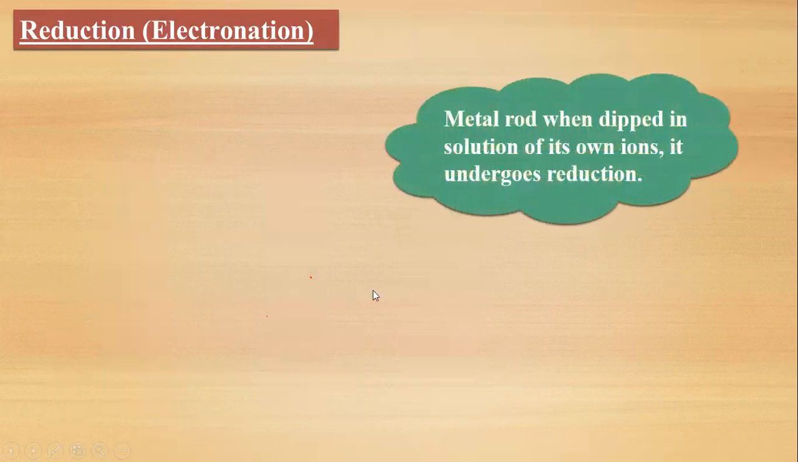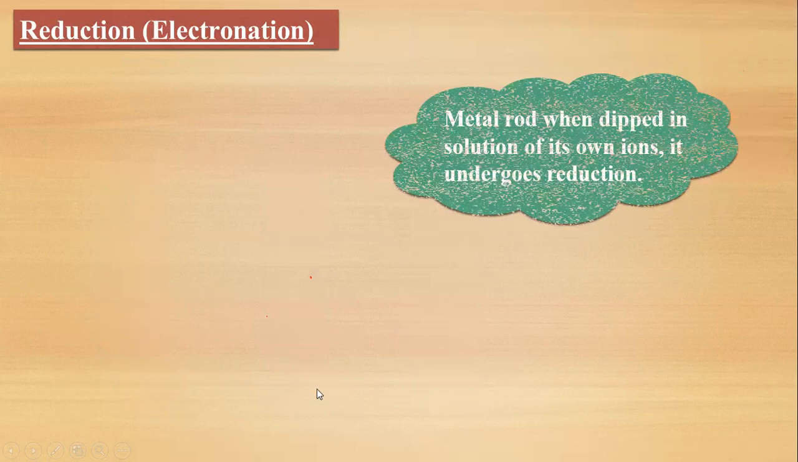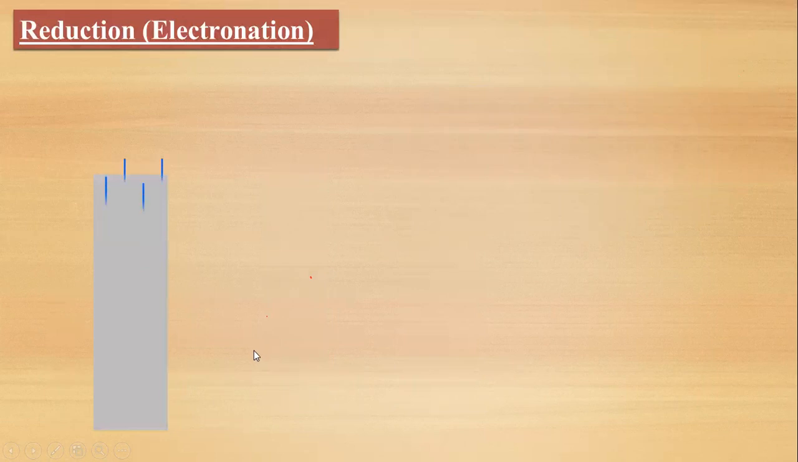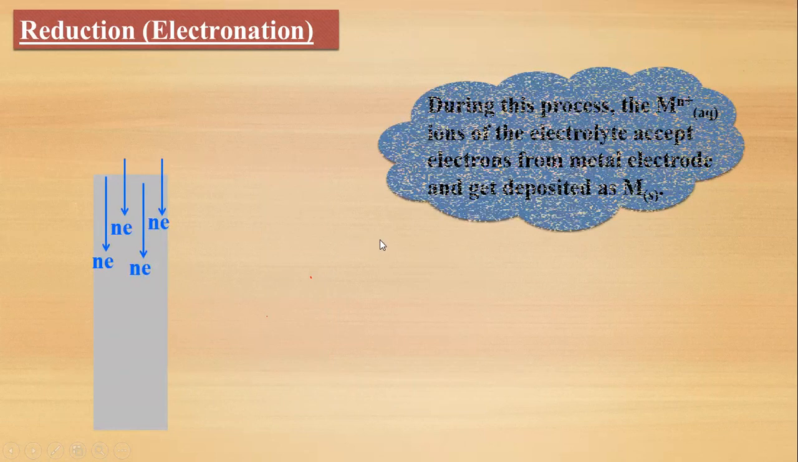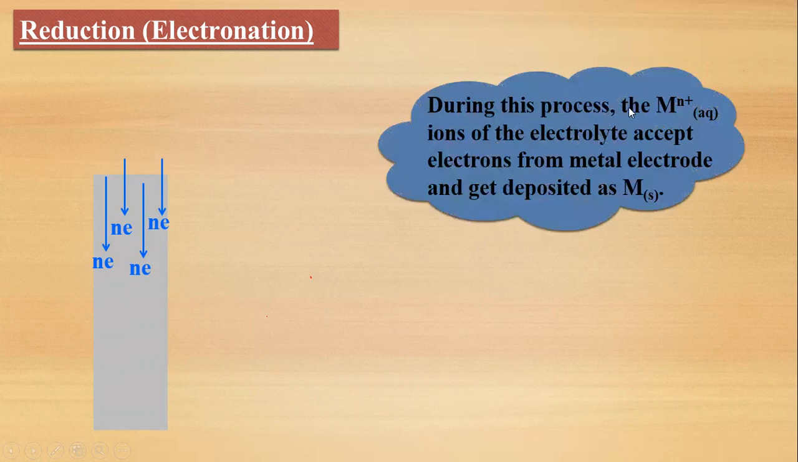Reduction potential, that is called what? Electronation. When a metal rod is dipped into the solution of its own ion, it undergoes reduction. How? Now in this case you are observing here, during this process M plus aqueous, meaning the metal ion of the electrolyte, accepts electrons from the metal electrode and gets deposited as M solid.